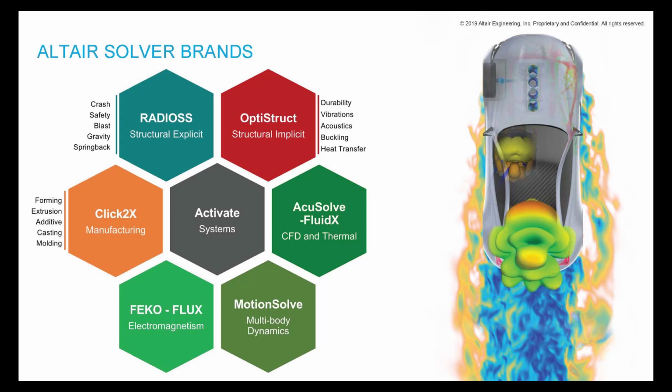Optistruct has matured into a multi-physics solver in an integrated platform capable of multidisciplinary optimization of complex products in a cost-efficient and timely manner. Possible combinations of physical phenomena include structural, fluid dynamics, thermal, multi-body dynamics, acoustics, controls, hydraulics, and electromagnetic solutions.